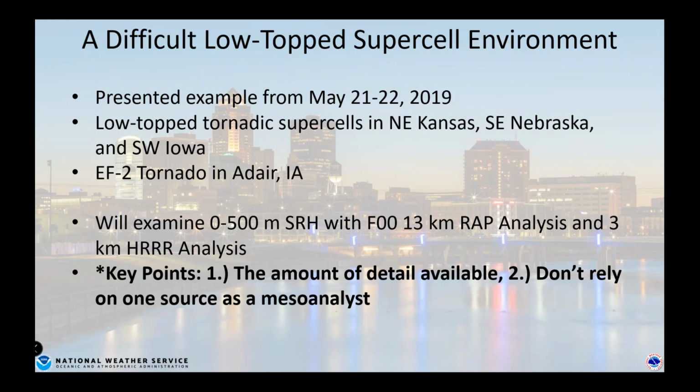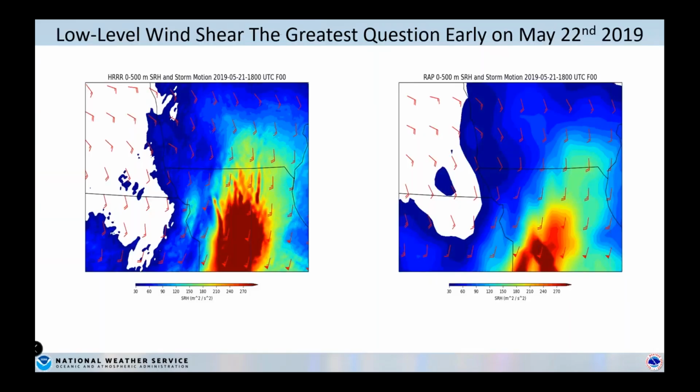While we look at this event, we're trying to compare our CAM output of around 3 to 4 kilometers in grid spacing versus 13 kilometers. We're going to be looking at the 0 to 500 meter storm relative helicity, since we have other work that is looking to focus on this. Let's put the key points up front here: what we'll notice in this analysis is the amount of detail that is available between the 2 different models. And the other thing is that if you're a dedicated mesoanalyst in a severe weather environment, you really don't want to be relying on just one source of model output or model analysis.